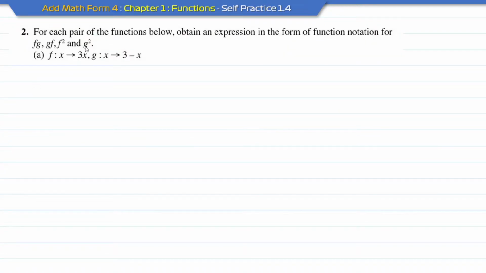Question 2. For each pair of the functions below, obtain an expression in the form of function notation for fg, gf, f squared, and g squared. So from question A here, we have a function f which is equal to 3x and a function g which is equal to 3 minus x. So for the first one, we're going to solve for the composite function fg(x). So fg(x) means we are going to substitute the function g into the function f. So the function g that we have here is 3 minus x. So this 3 minus x, we're going to substitute into the x in our function f.